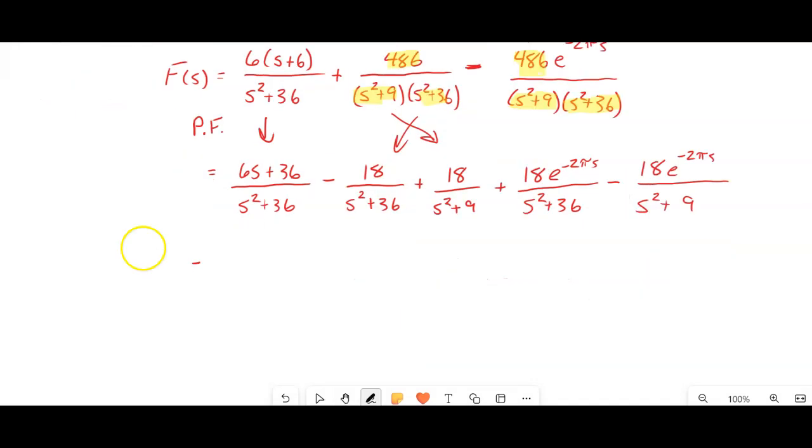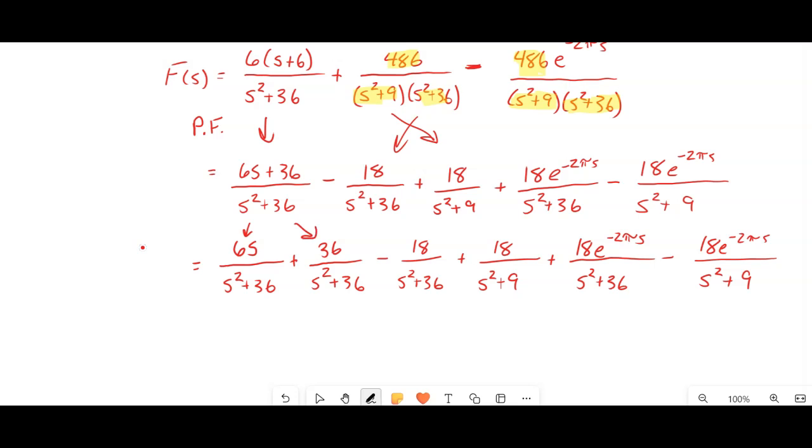All right, then last thing, I'm going to split this into two fractions. This is 6s over s squared plus 36. And then a plus 36 over s squared plus 36. All right, so that's split up into those two. And then we got a 36 over s squared plus 36 minus 18 over s squared plus 36. So these two are going to combine to a positive 18 over that s squared plus 36. So that's where all this is coming from.